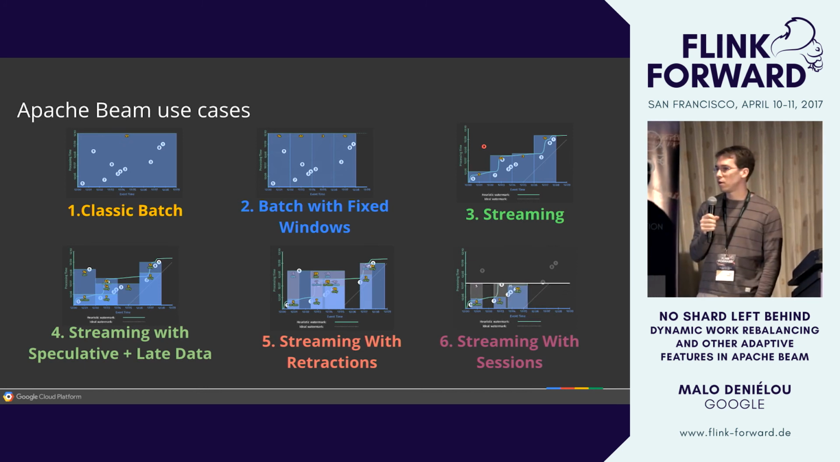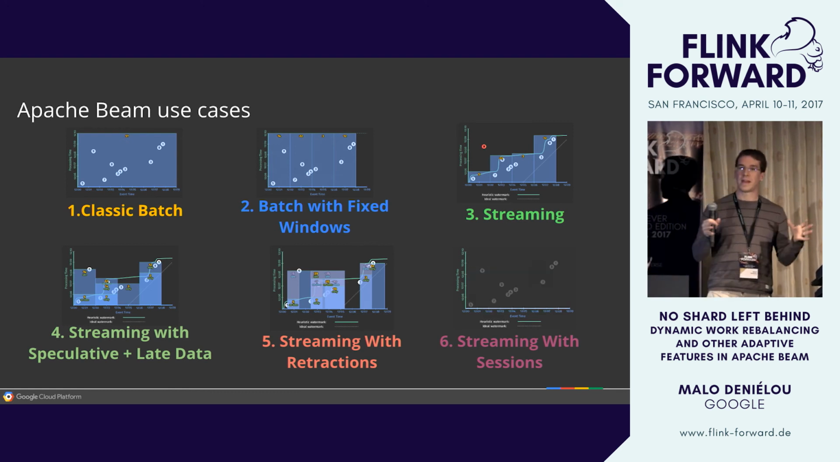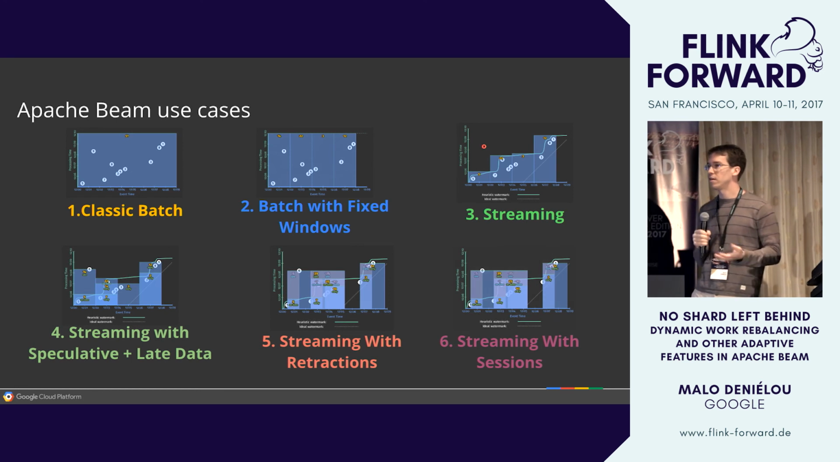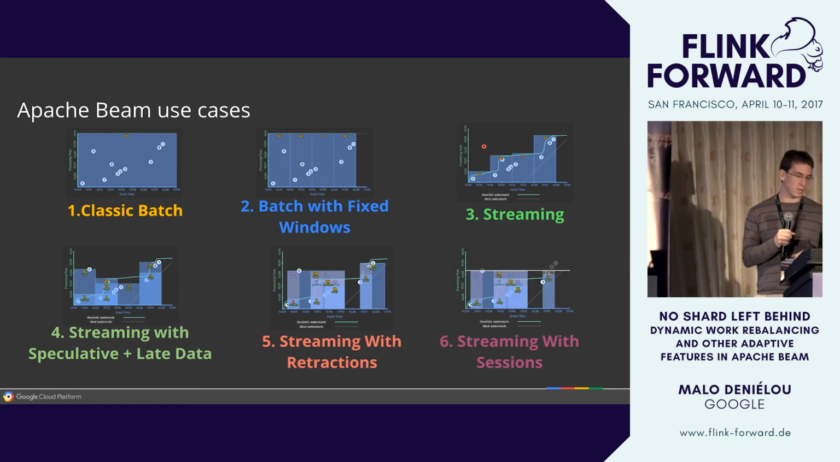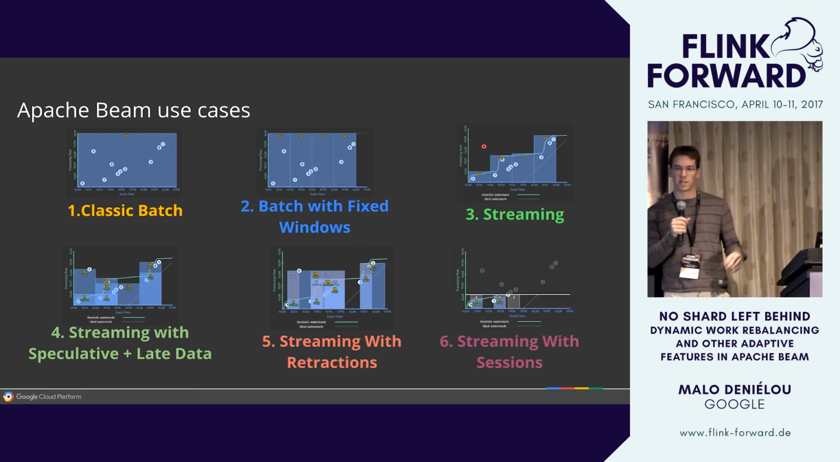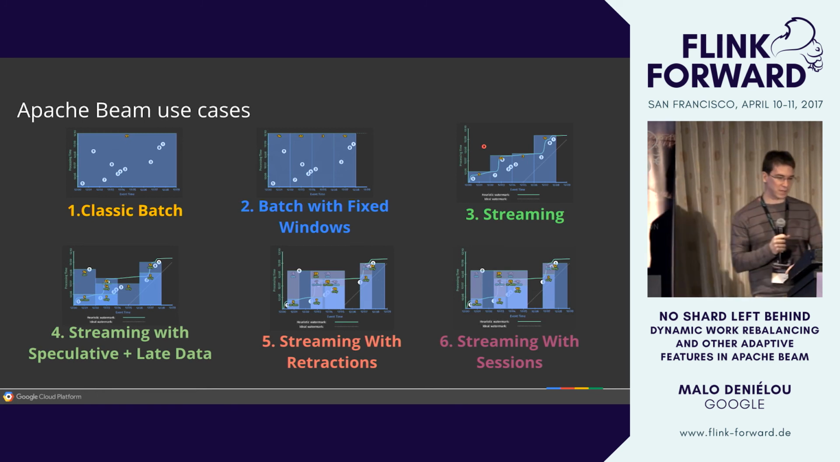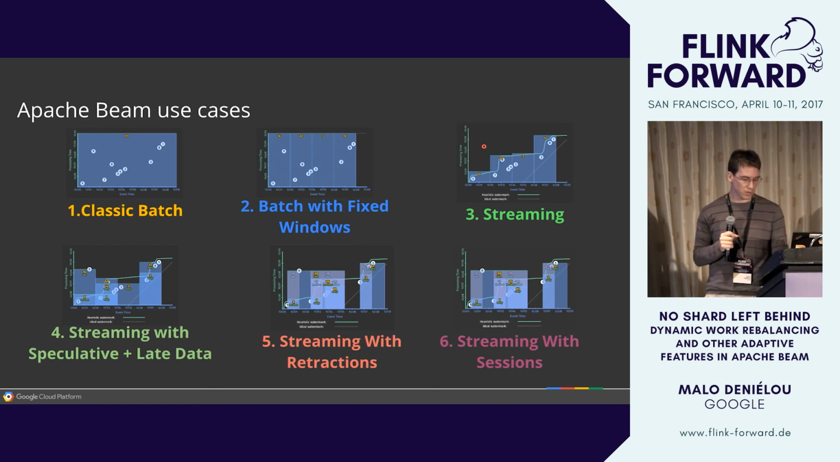The use cases for Beam, and where it shines, is that it spans the whole spectrum of batch and streaming processing using very simple API and concepts. You can write in Beam from classic batch with fixed windows to streaming with speculative or late data, retraction, or session windows. I'm not going to go into those details. There are many talks online about the Beam model and how you write your pipelines. But it's a very wide use case framework. And there was a talk earlier this morning about the state API that was recently added to the Beam model to also do streaming processing with state.